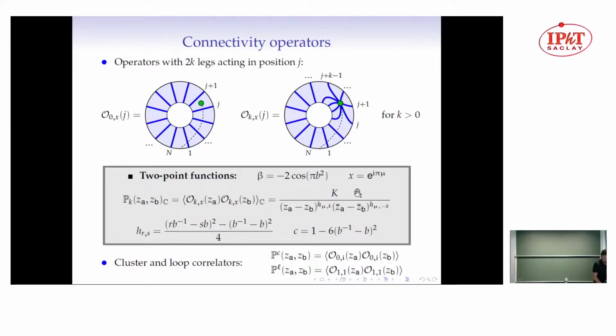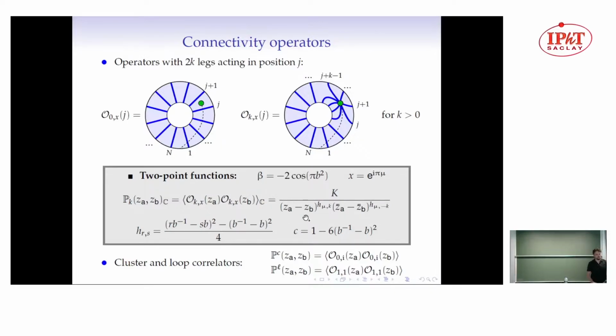And as usual in CFT, these are actually primary operators, and then we have a power law behavior, and we know precisely what these exponents are. These exponents are written in terms of h_rs, the usual Kac formula for the conformal dimensions. And these are parameterized in terms of b, and b parameterizes the loop weight, beta, as follows: beta is minus 2 cosine pi b squared. In terms of b, there's also a parameterization for this parameter x as e to the i pi mu. And then we see that the h's that appear in this power are h mu comma k and h mu comma minus k. And finally, of course, the central charge, the well-known value in terms of b.